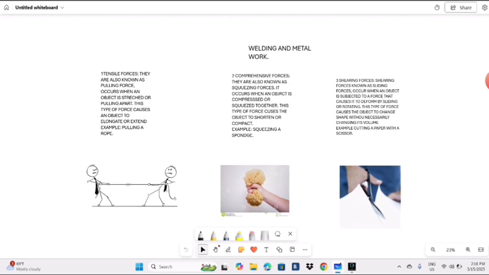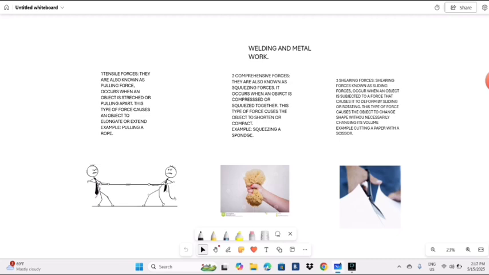Then we're gonna move to shearing forces. Shearing forces are also known as sliding forces, which occur when an object is subjected to a force that causes it to deform by sliding or rotating. For example, I've given a person who's cutting a paper with a scissor.